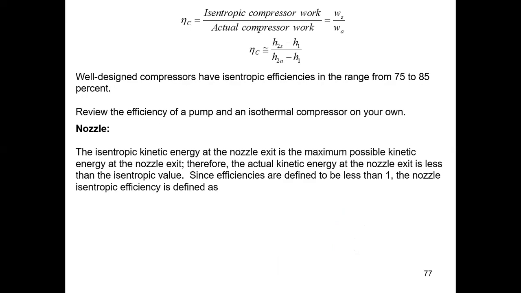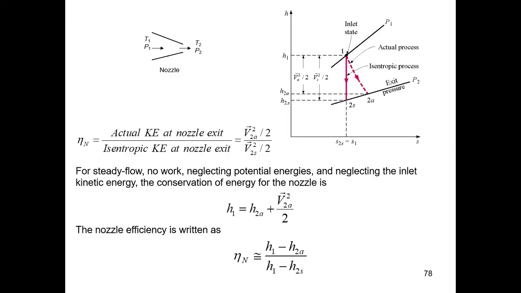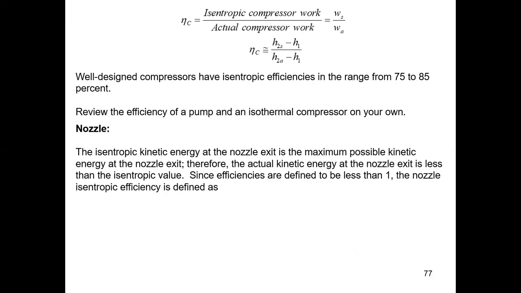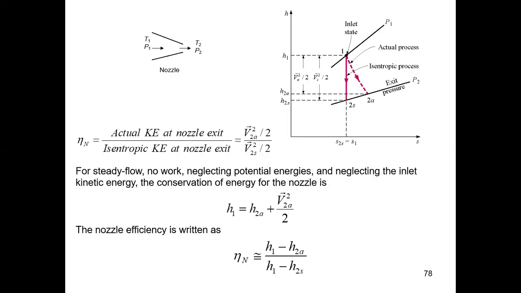Same idea with the nozzle. The isentropic kinetic energy at the nozzle exit is the maximum possible kinetic energy at the nozzle exit. Therefore, the actual kinetic energy at the nozzle exit is less than the isentropic value. Since efficiencies are defined to be less than 1, the nozzle isentropic efficiency is defined as given in the bottom. Again, the isentropic process is the vertical line going down. The actual process deviates from that.